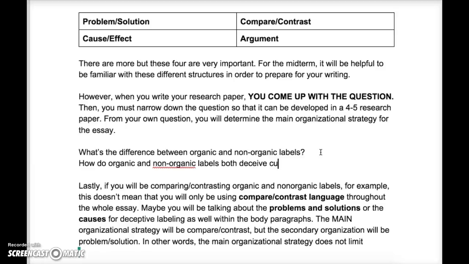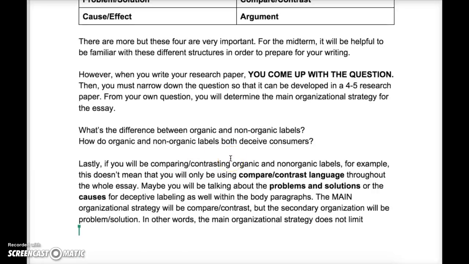both deceive customers or consumers? That's a lot more focused because I'm talking about how they deceive consumers. So comparing and contrasting how they each deceive consumers, and then maybe I'm talking more about problems and solutions within the body paragraphs. That's the secondary organization. But I wanted to reinforce that the main organizational strategy does not limit you to only that organizational strategy.